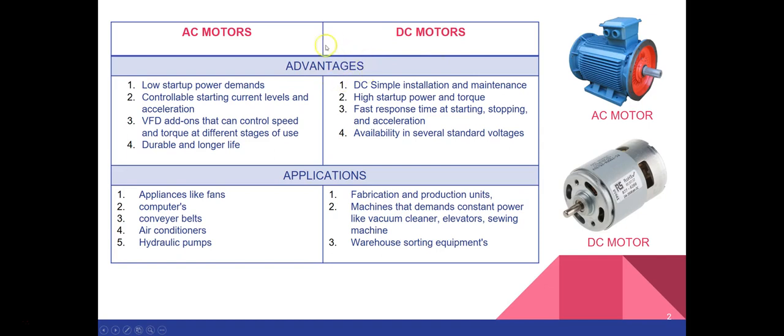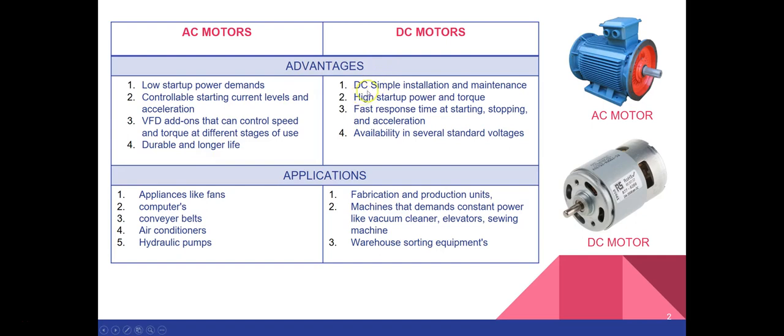Let's see some of the advantages of these types of motors. In the case of AC motors, they have low startup power demands. They have controllable starting current levels and acceleration. In AC motors, you can add a VFD, where VFD is the variable frequency drive, that can control the speed and the torque at different stages of use. AC motors are more durable and have a longer life.